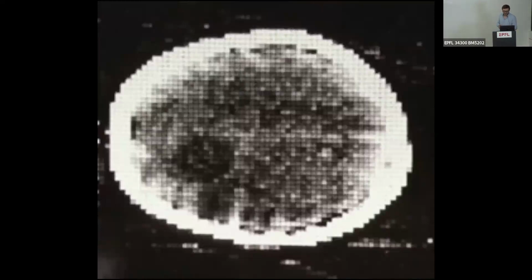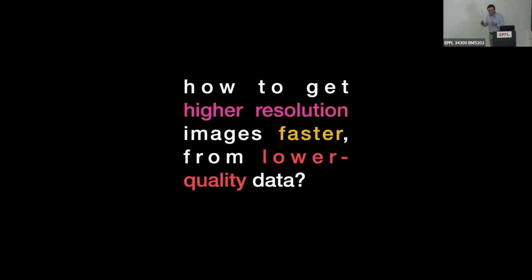Okay, now ever since these first images were made, the entire domain of computational image reconstruction was driven by basically one complicated question, which is how can we get higher resolution, better images faster with less data of lower quality. Right? And the game is still on today. Really, machine learning and data-driven methods are in many cases and in many modalities now leading the way.